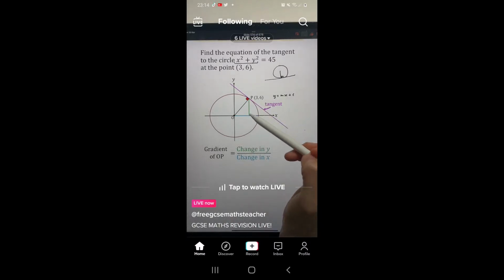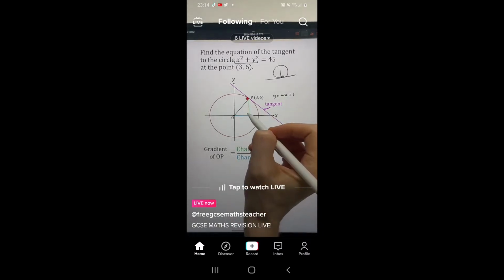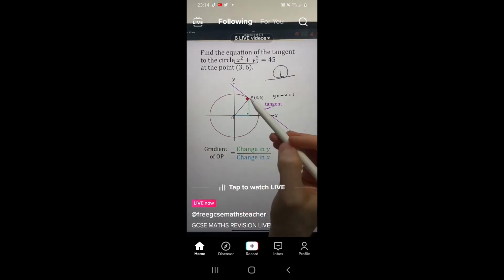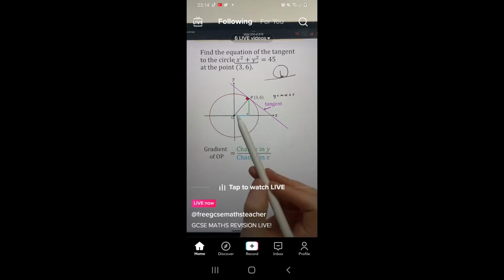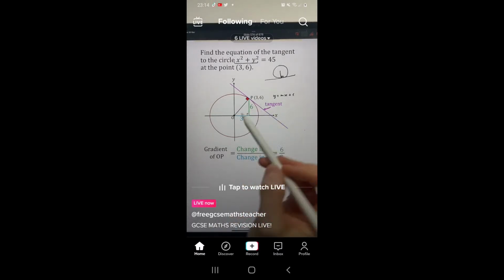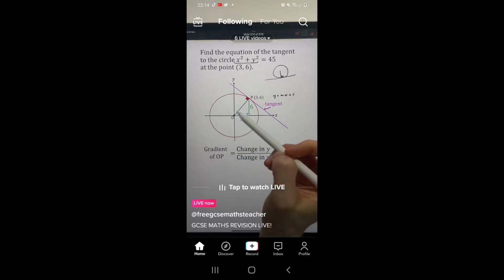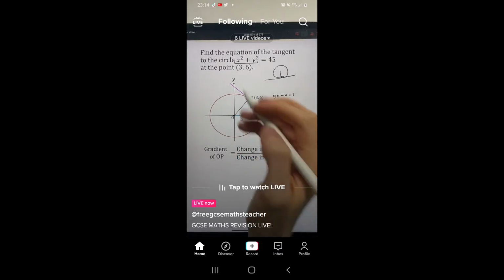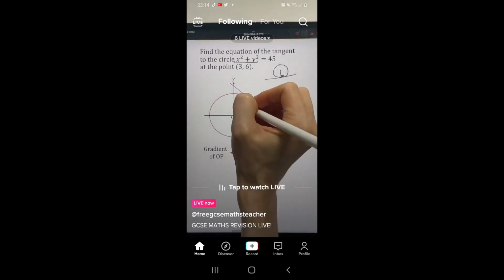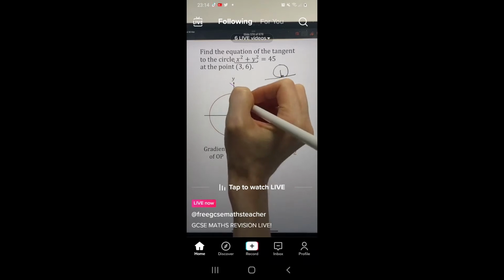You could just draw a right angle triangle and just do the rise over the run. The change in y, the rise over the run. This point here is 3, 6. So therefore, it has a vertical height of 6 and a horizontal of 3. So 6 divided by 3 is 2. And that's the gradient of this line OP. So this line here has an m value, the gradient, of 2. So hopefully we're okay so far.